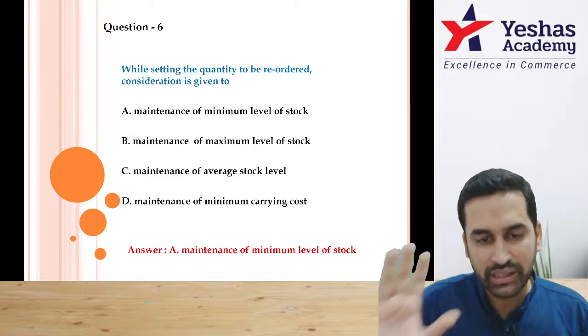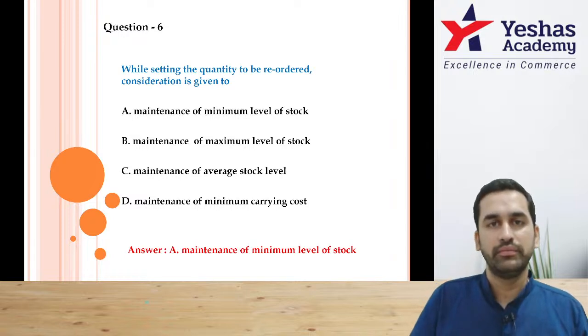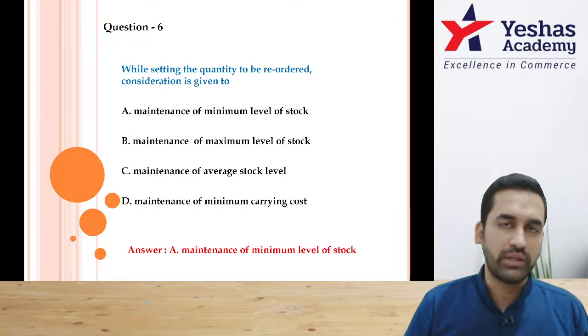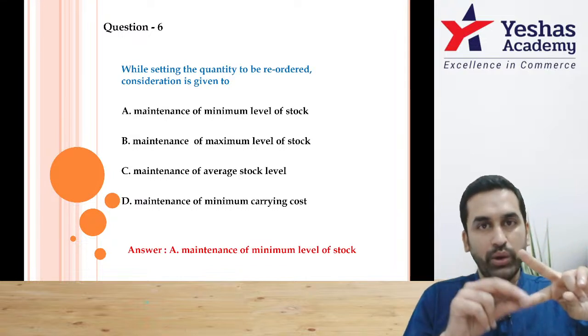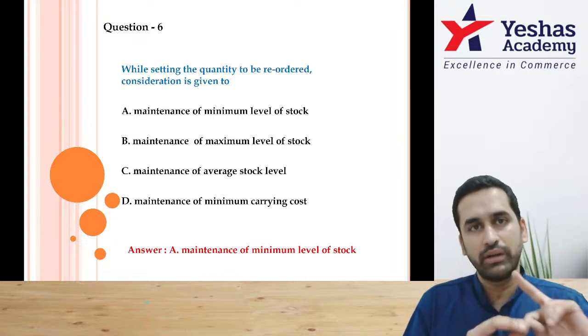Therefore, you have to first consider what is your minimum level. After that, you will have to set the reorder level. So, which is the severe problem out of the two problems? Going below minimum level is a severe problem.